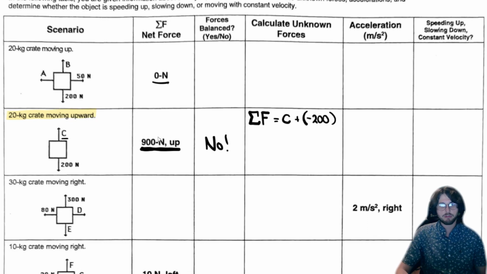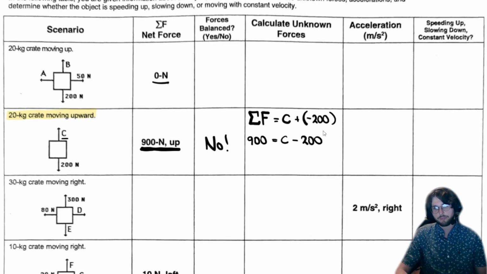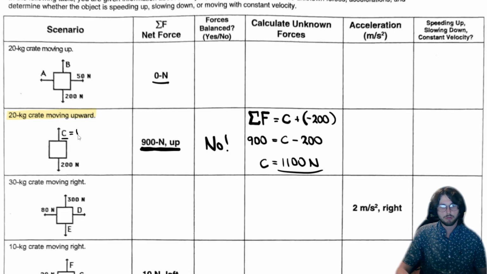And now we can sub in for the net force because we have it. So we'll say that's 900 newtons equals C minus 200. And so by adding 200 to both sides, we will get C on its own, in which case C is going to equal 1100 newtons. And that is our unknown force.